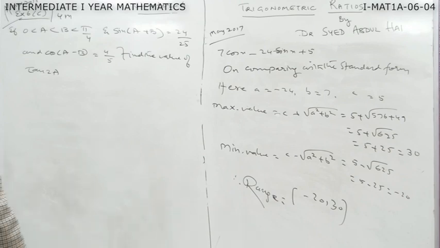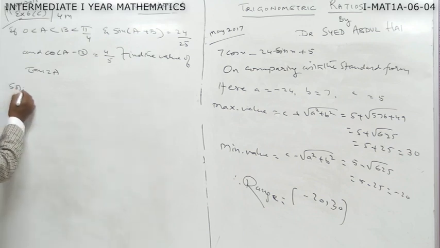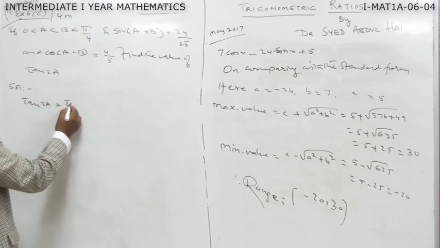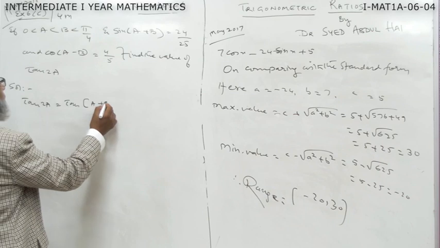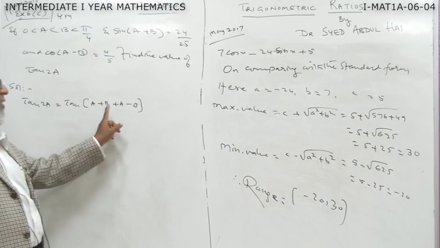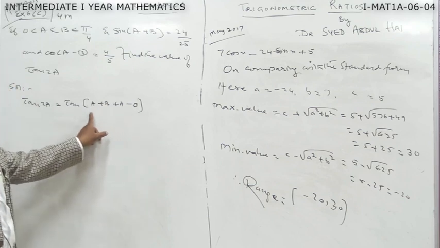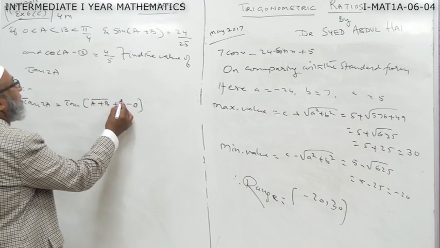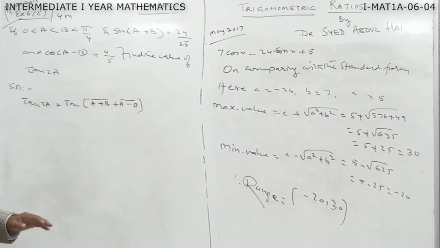Guys, given sin of a plus b is equal to 24 by 25, cos of a minus b is equal to 4 by 5. We have to find the value of tan 2a. Solution. Suppose tan 2a can be written as tan of a plus b plus a minus b. Can we write like this? 2a can be written as a plus b plus a minus b, b cancel, a plus a is equal to 2a. So this I consider as alpha, this I consider as beta. So it is in the form of alpha plus beta.